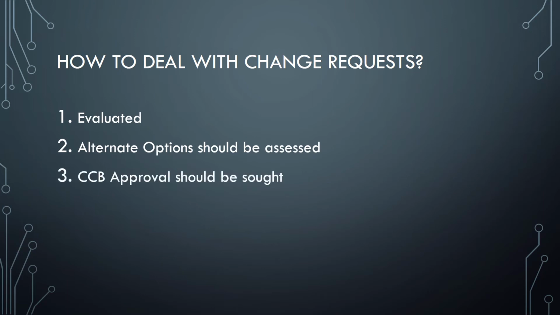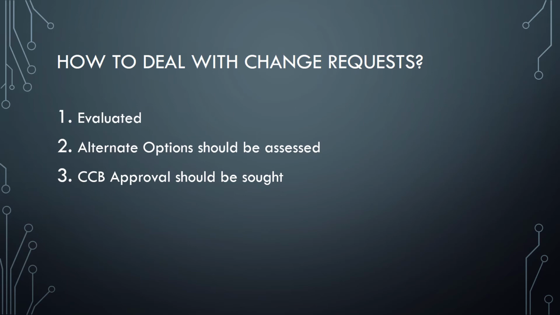Now, the third point is CCB approval needs to be sought, right? So you need CCB approval to execute the change. Let's say you have evaluated the change, you've understood the change in detail, you have all that you need to know about that change request. Once you have that, you look for the alternate options, right? What are the alternate options? Once you have the assessment of the alternate options, you know enough about the change request that you can take it to the CCB and seek the approval of the CCB, right? So that's the third step in how you handle changes.